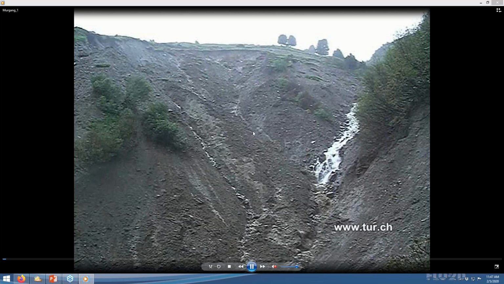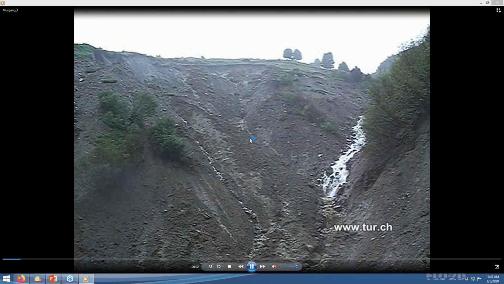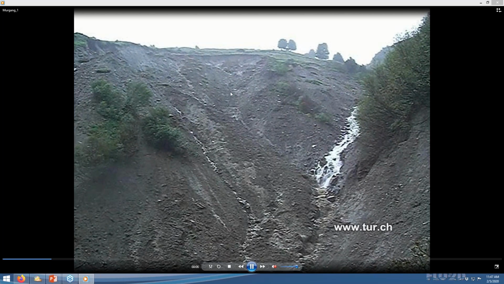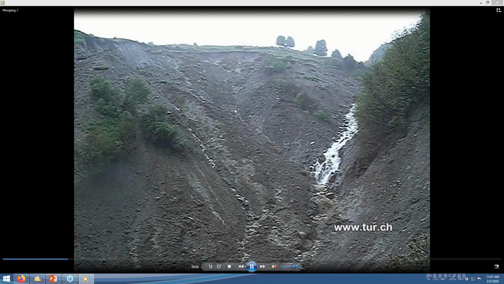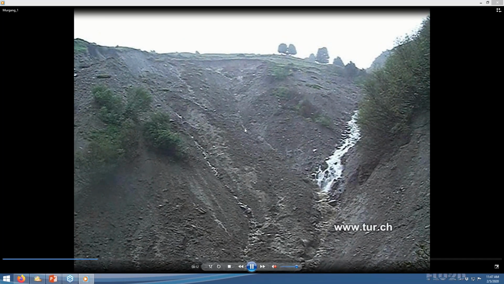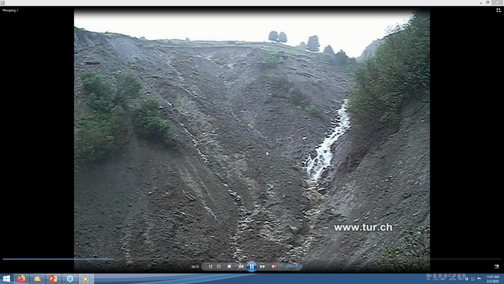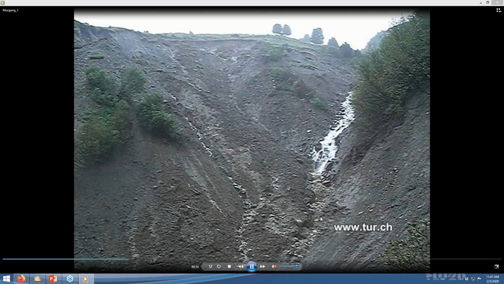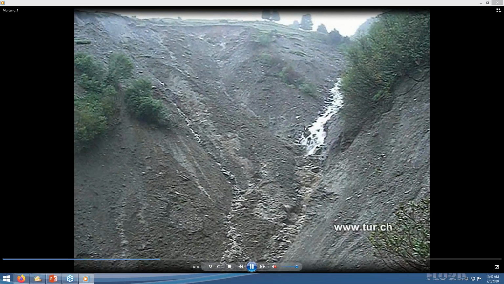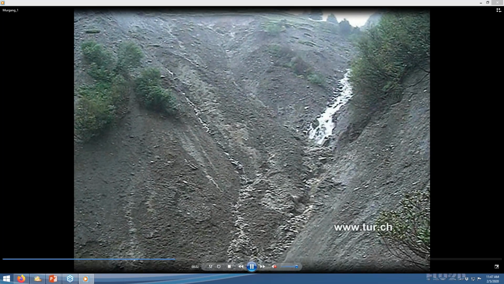I'm going to play this again so that you see it again. Here you see some of the mobilization from a hill slope sloughing failure, maybe some scour and bank erosion occurring here. And you can see the discoloration occurs, but most of the hydrology is coming from another portion of the watershed.